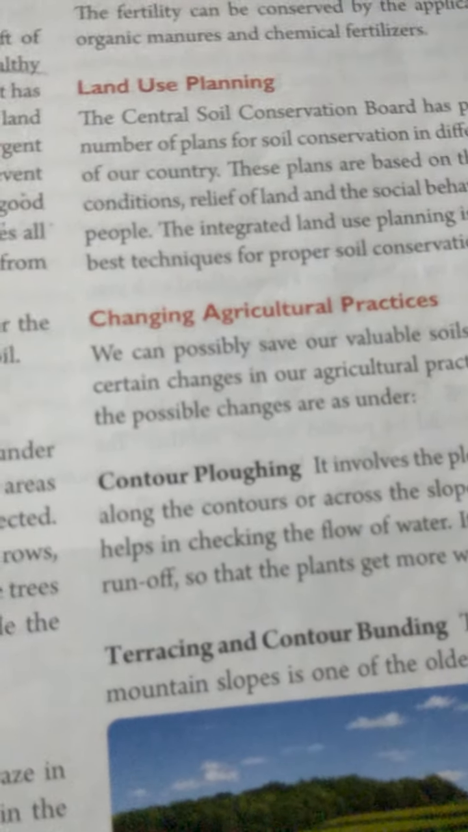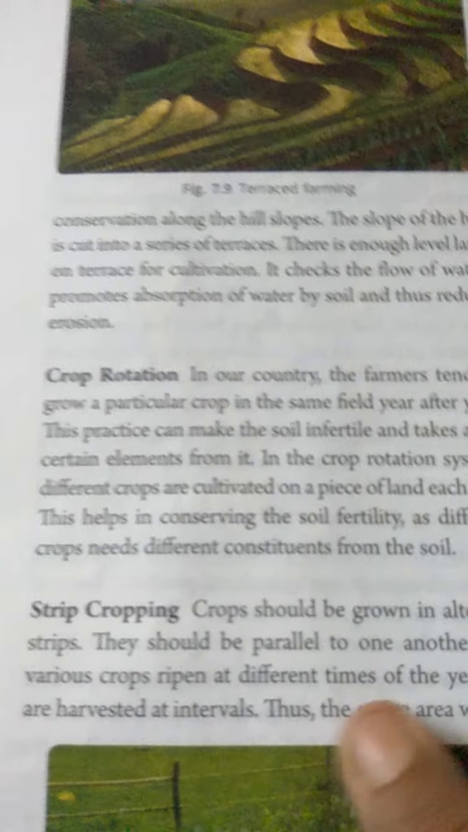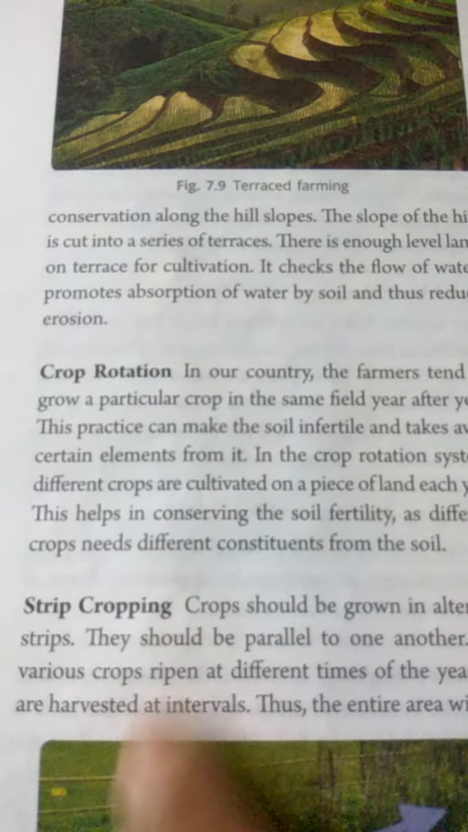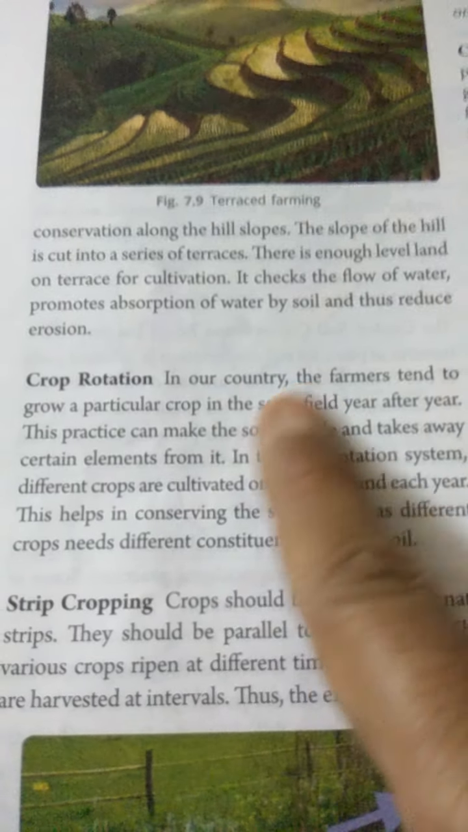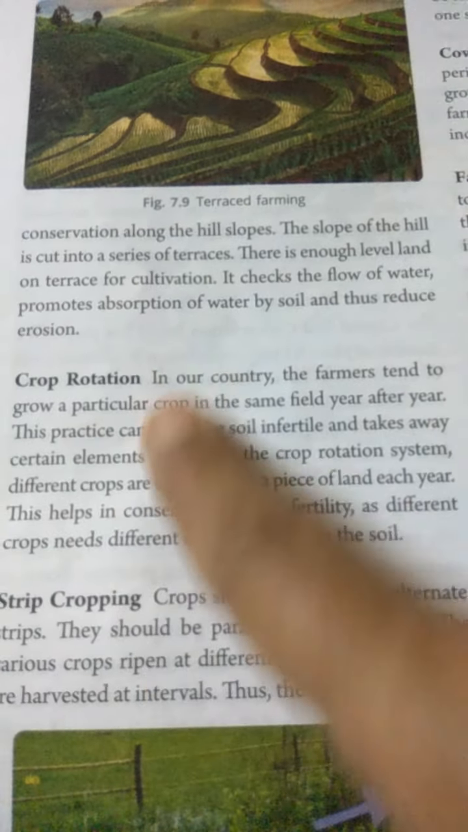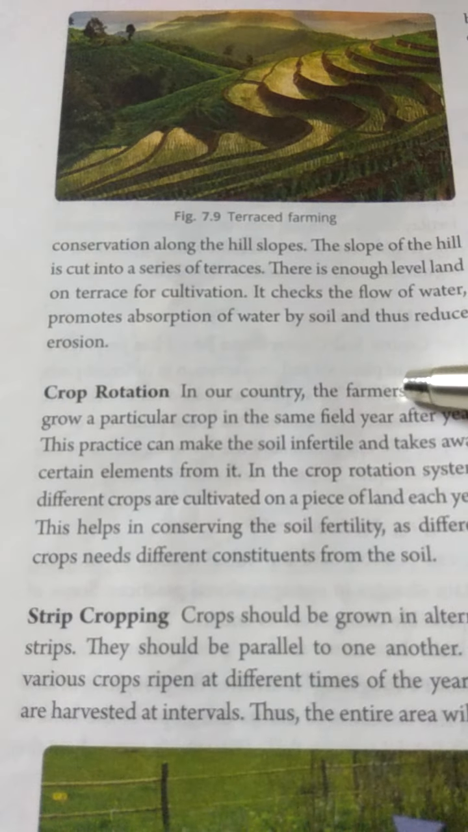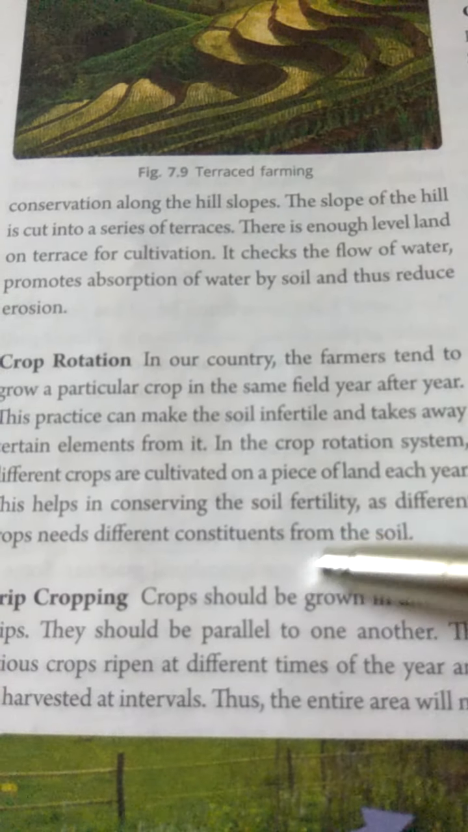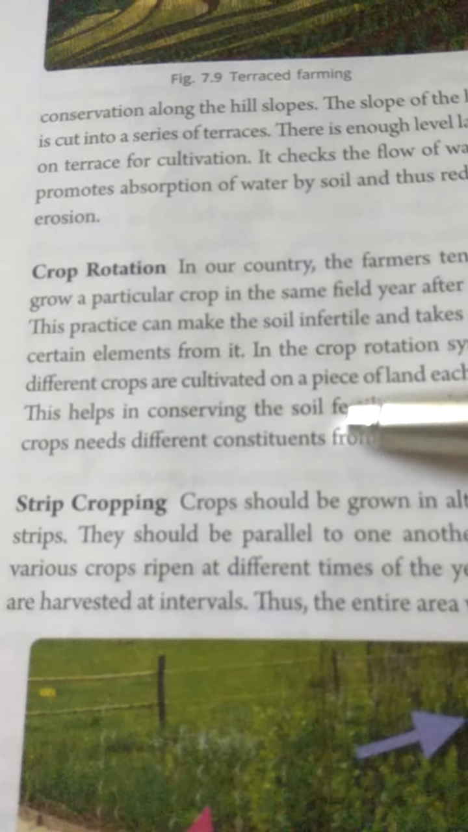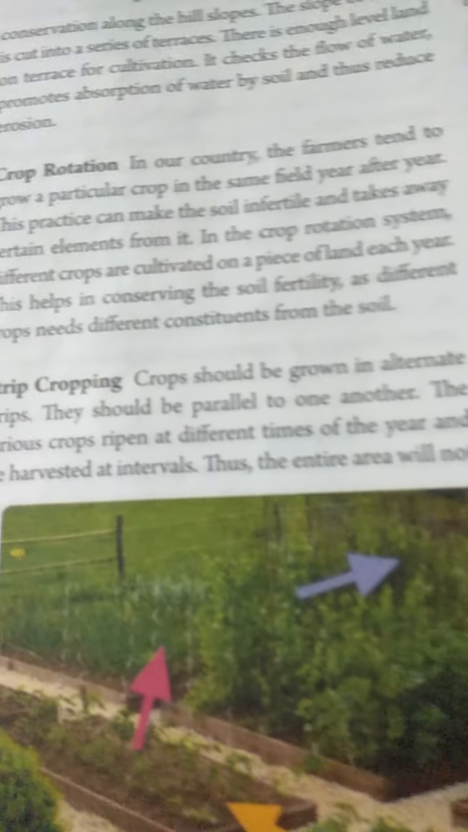Then different types of crops can be grown. Terrace and contour building: terrace farming on hilly areas, that is terrace farming. Okay, crop rotation and strip cropping. That is crop rotation: in some areas crops are grown and then changed, so that the fertility of the soil can be increased. Then strips: they make strips on the particular area.